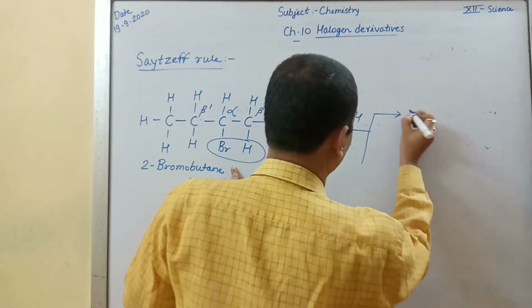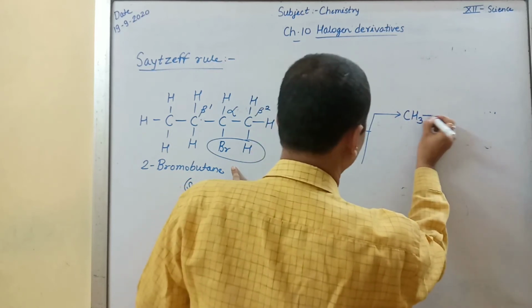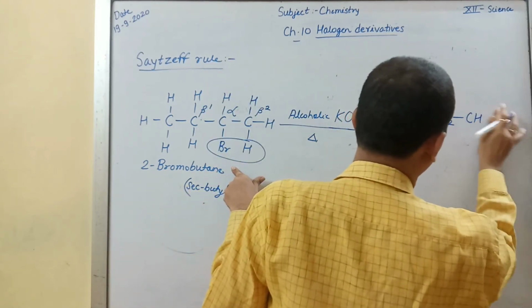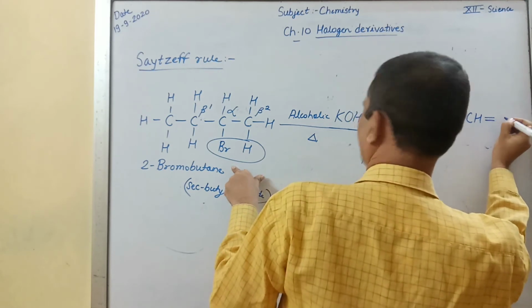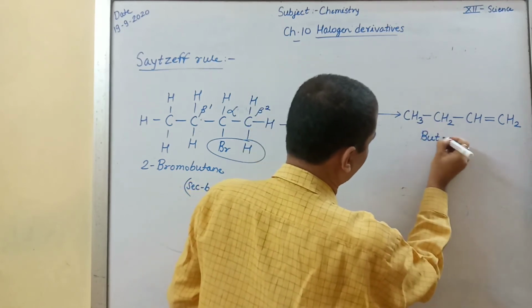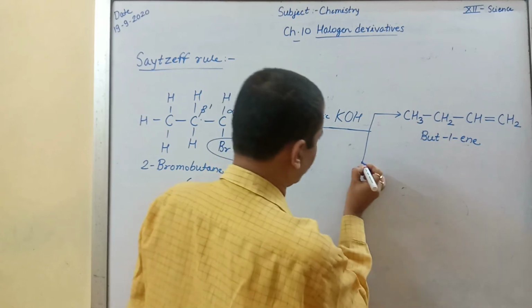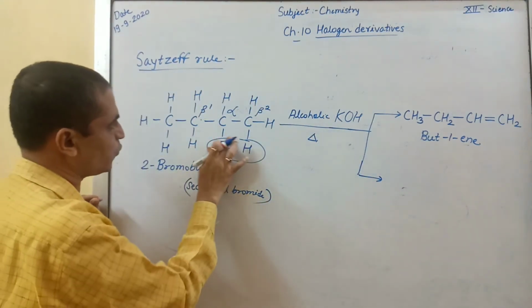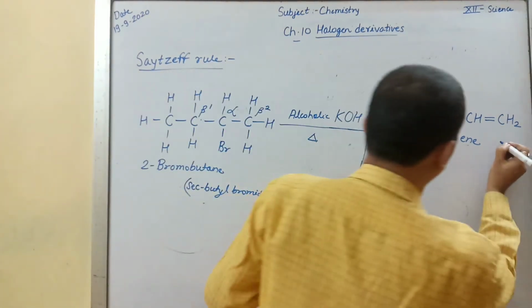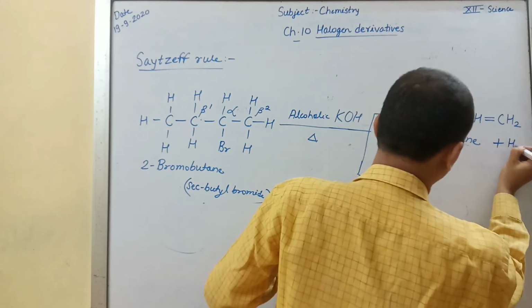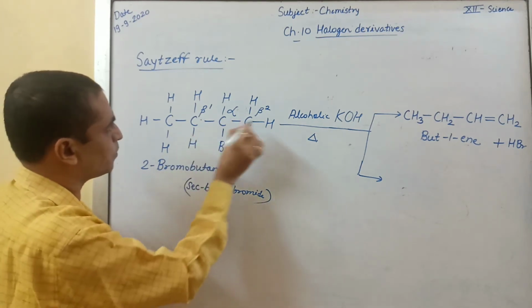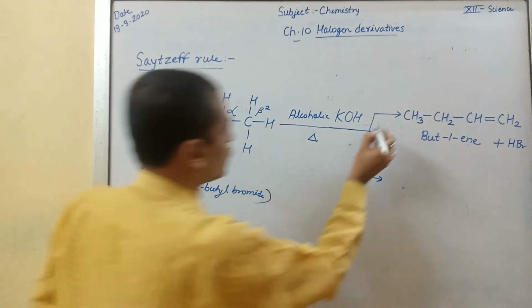So what will you get? You get CH3, CH2, then CH double bond CH2. This is called what? But-1-ene. Here you get what? HBr. Now consider beta 1.